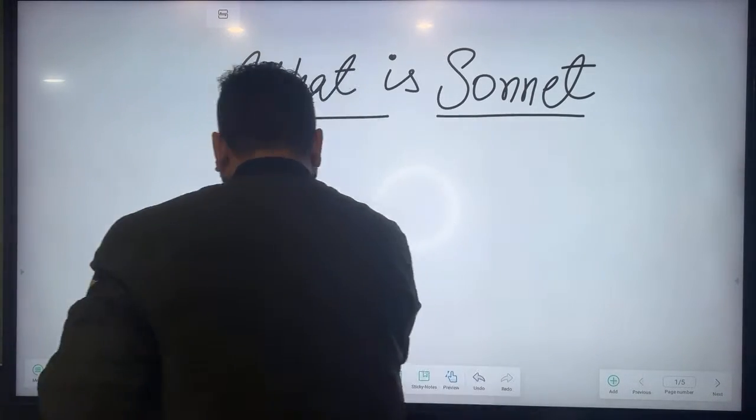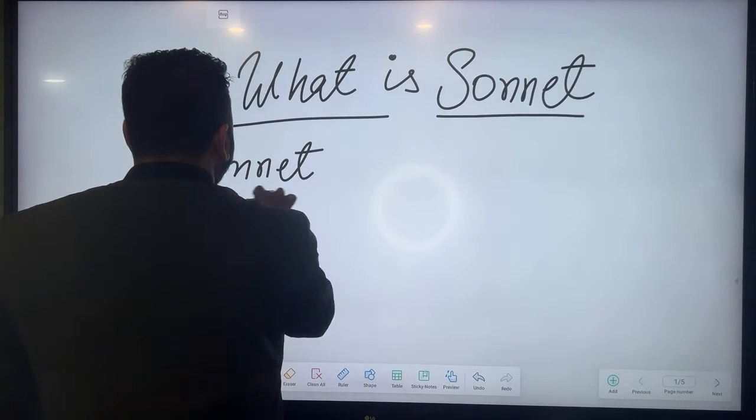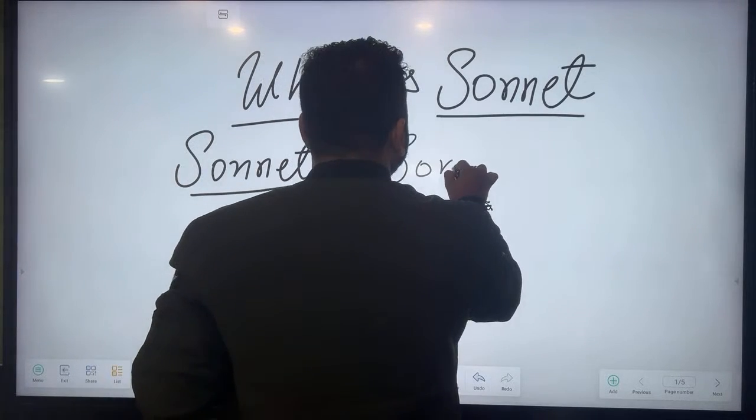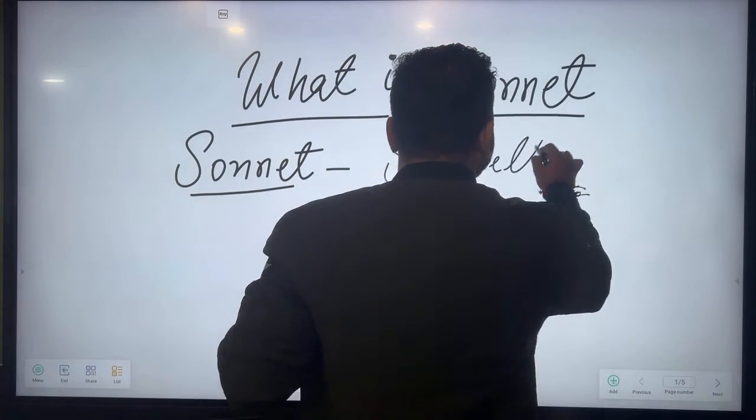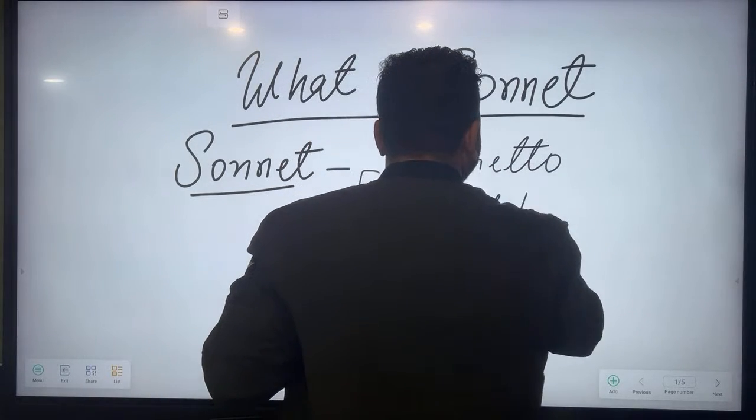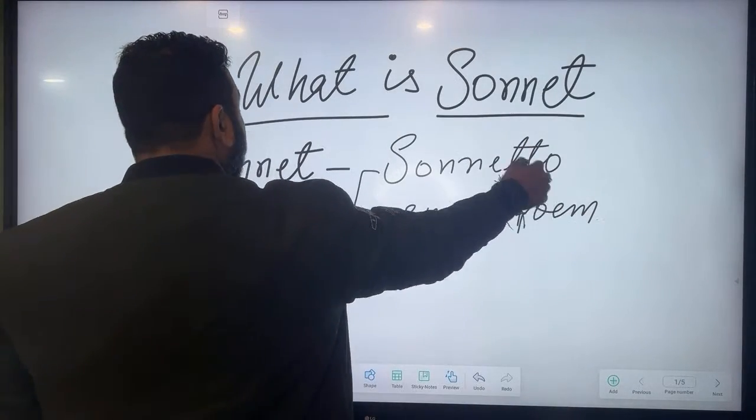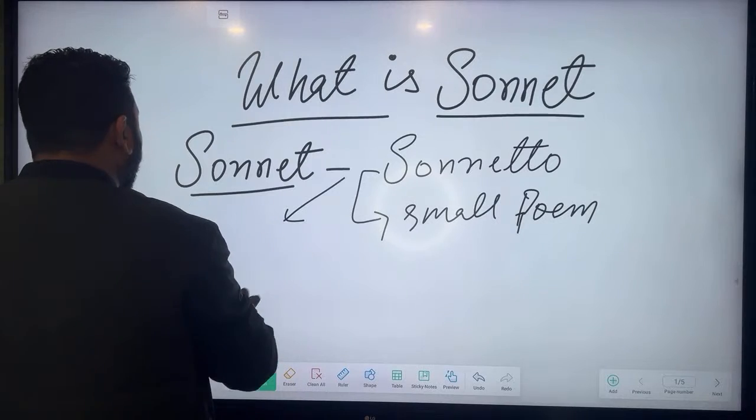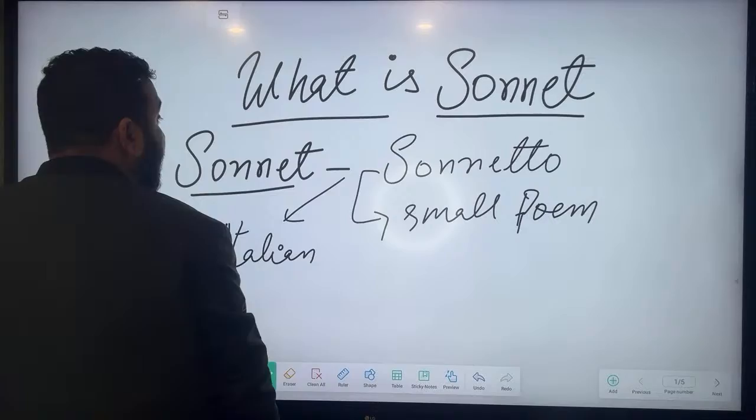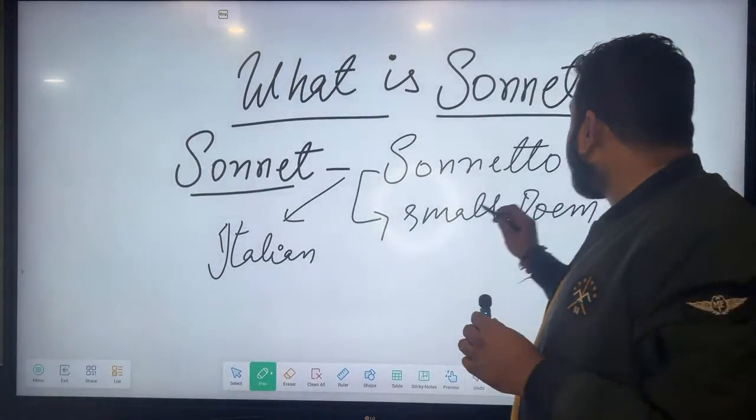So first thing, my dear friends, first of all, the word sonnet comes from the Italian word sonetto, which means a small poem. Sonnet comes from sonetto, a small poem. The word sonetto is an Italian word, so technically the rise of the sonnet comes from sonetto, the word which means small poem.